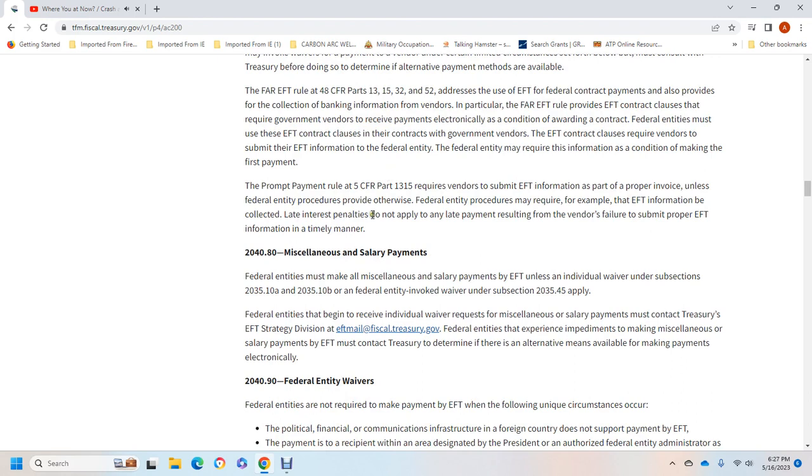Federal entities must make all of the miscellaneous salary payments by electronic funds transfer, unless the individual waiver under subsection 2035-10A, 2035-10B applies, or the federal entity invokes the waiver under subsection 2035-45A. Federal entities that receive an individual waiver requiring miscellaneous salary payments, or experience impediments making a miscellaneous or salary payment by electronic funds transfer, must contact the Treasury to determine if there's an alternative means available to making the payments electronically.